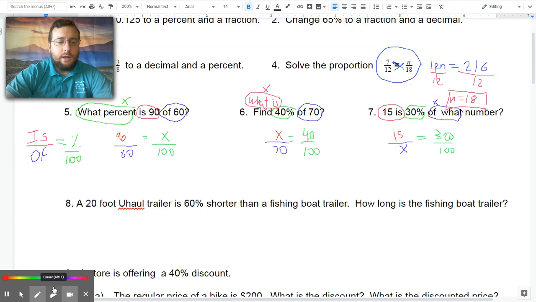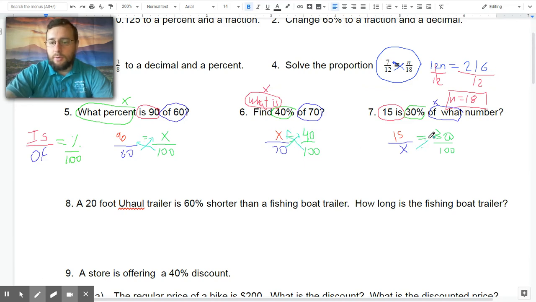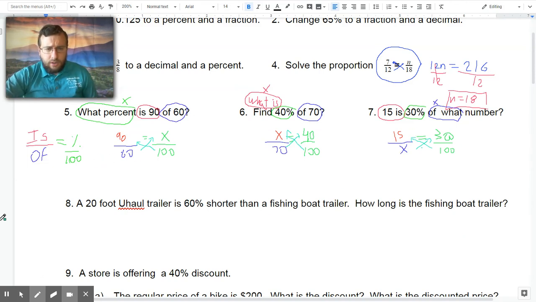All right? Now, in all three of these problems, the next step is going to be to cross multiply, because after you set up the proportion, that's the next step. You have to cross multiply. And using proportions to solve percentages, this is-of setup is the easiest way to do it. So anyways, you're going to cross multiply.